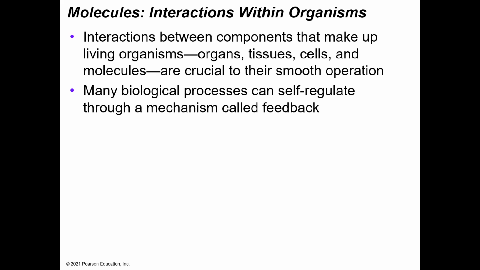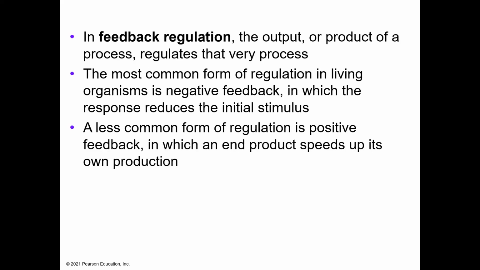And a lot of biological processes can self regulate through a mechanism called feedback. Now, there are two different kinds of feedback. Some are positive, some are negative. The most common form of feedback is negative feedback, in that the response reduces the initial stimulus. Positive feedback also happens, but it's less common in nature.